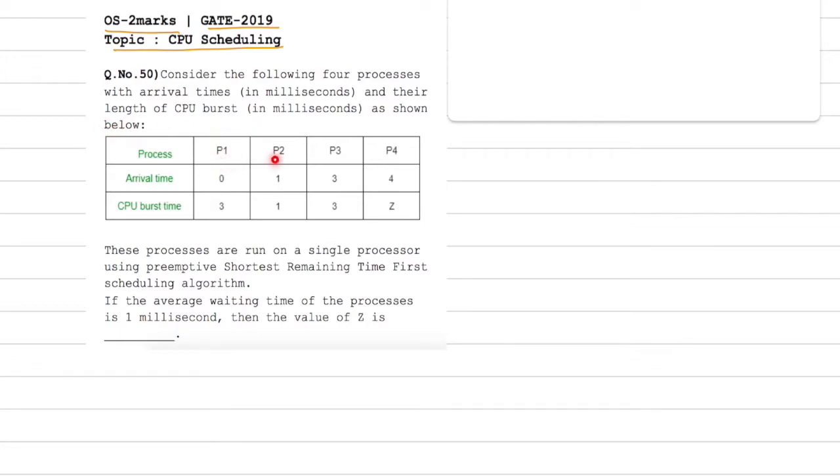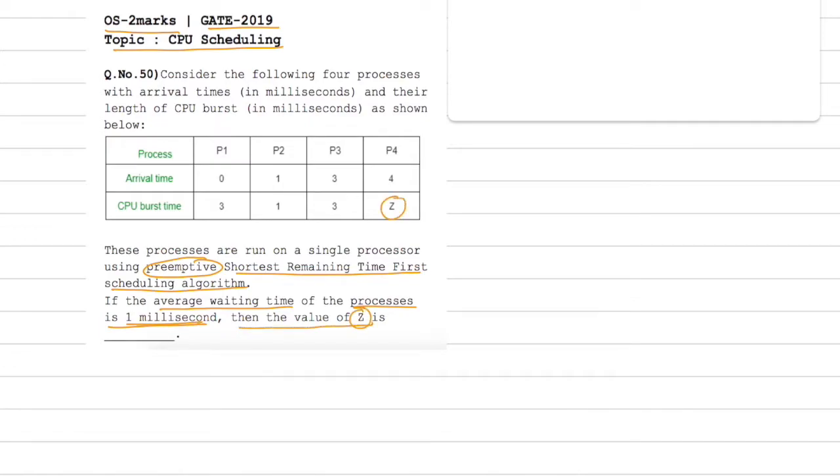So we have 4 processes P1, P2, P3, P4 and we have their arrival times and we have their CPU burst times. Now, these processes are run on a single processor using preemptive shortest remaining time first scheduling algorithm. So let's make a note of that. We are using a preemptive algorithm and it's a shortest remaining time first scheduling algorithm. Now, the average waiting time of the processes is 1 millisecond. Then the value of Z is.